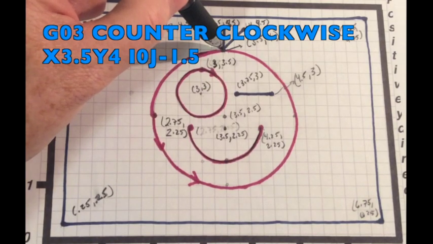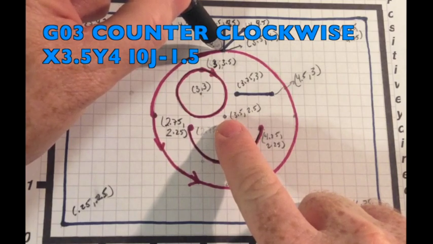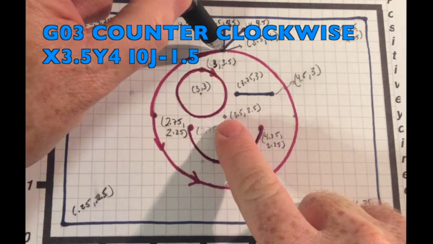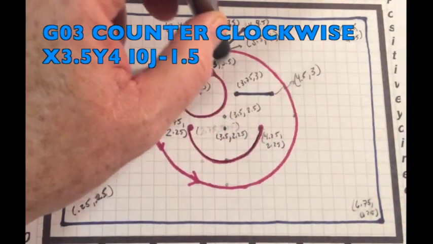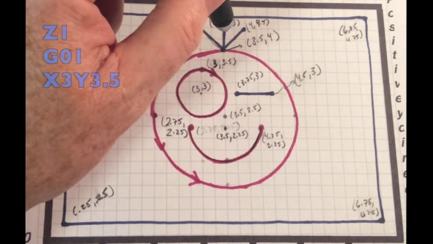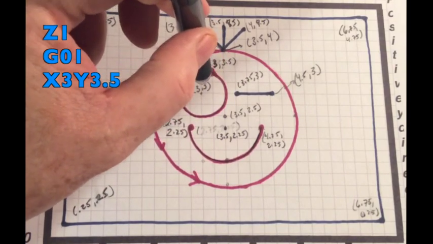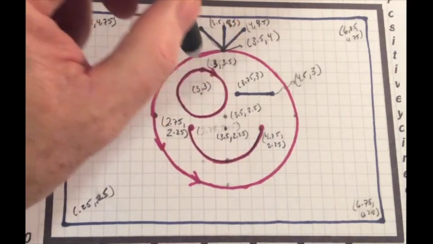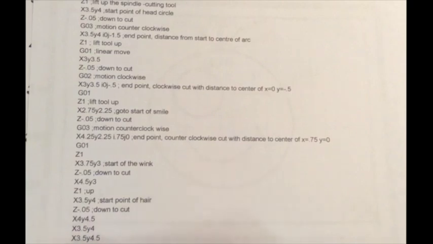But remember, then we have to give it an I and J value. And the I and J value relates to the center point. So we would say, what's the distance to the center point for X? Well, X would be 0. So it's I 0, and then J is 1.5 units down. So that would cut that whole circle then. Then we would lift the tool back up again. We would change it to G01 to move it over to the next circle and go through that same process. So I will give you all of the code so you can follow along right here. Okay, that's it for the first one.